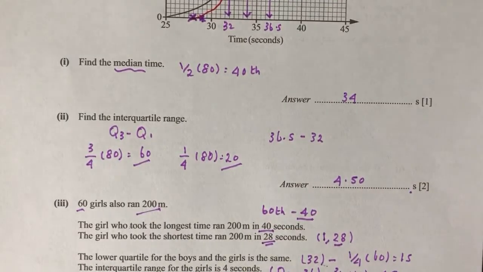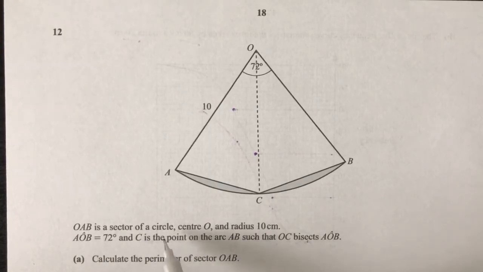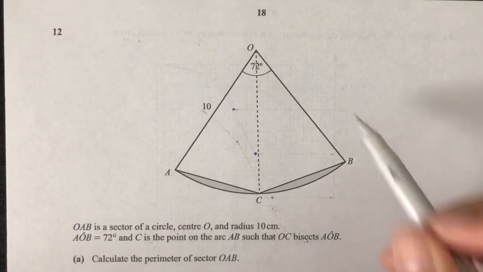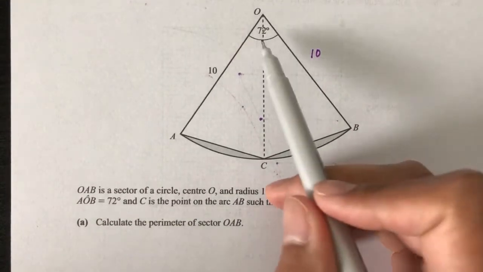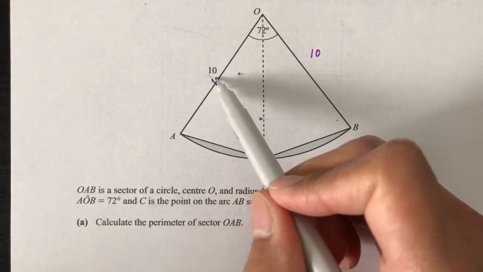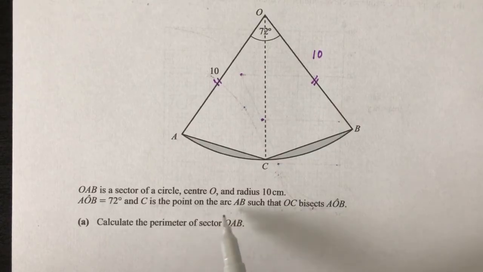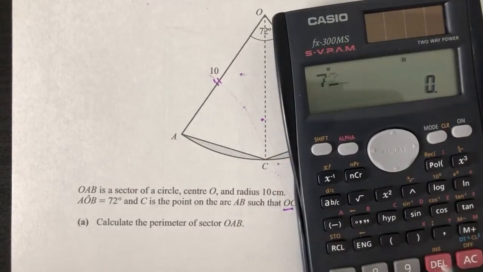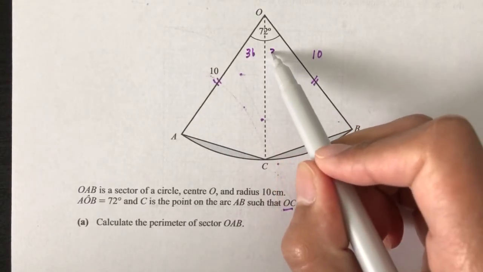That was question number 11. Question number 12, we have OAB is a sector of a circle. So OAB is a sector of this circle. Radius is 10. And we have angle AOB as 72. These two sides are the same. And C is a point on the arc such that OC bisects the angle of this. It means that these two are the same. So 72 divided by 2, that will be 36 and 36.